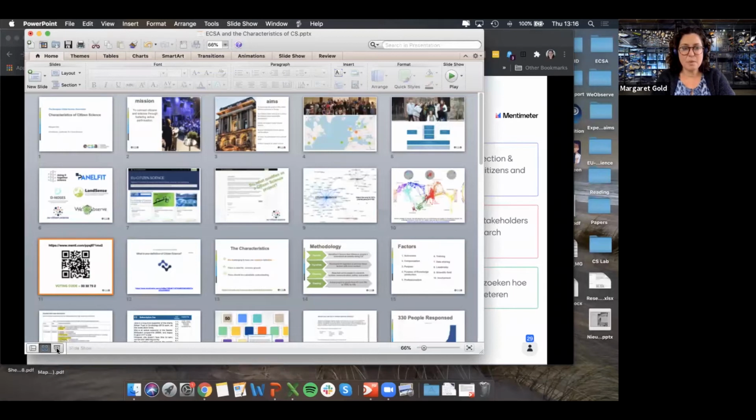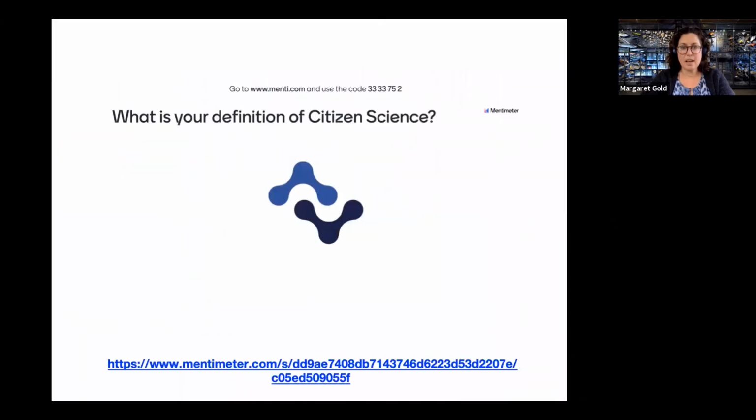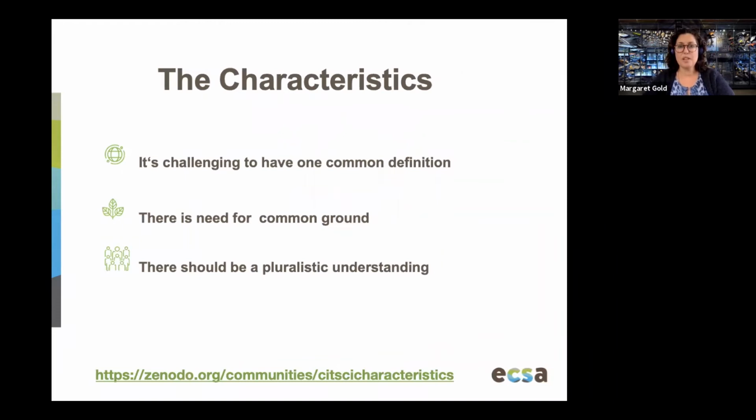So coming back to the work that we embarked on, what we wanted to do was come up with some way of describing what citizen science is without setting boundaries that then left something out. So trying to come up with something that was very inclusive. And we started by talking about what are the characteristics of citizen science. So how do we discover this common ground about what makes something citizen science or not? And how do we encourage and support a pluralistic understanding of all the things that citizen science can be?